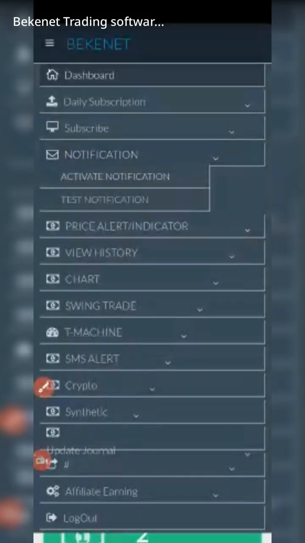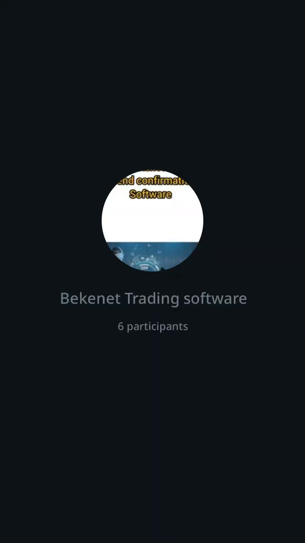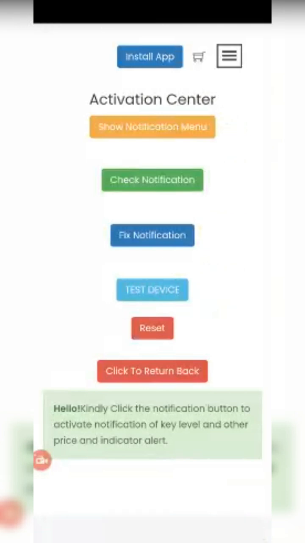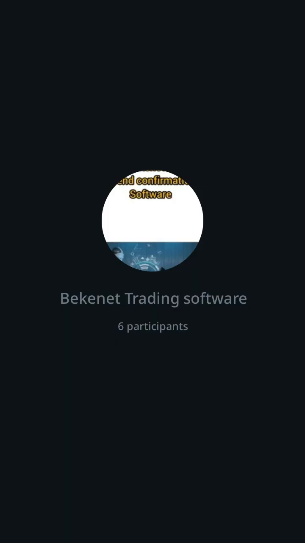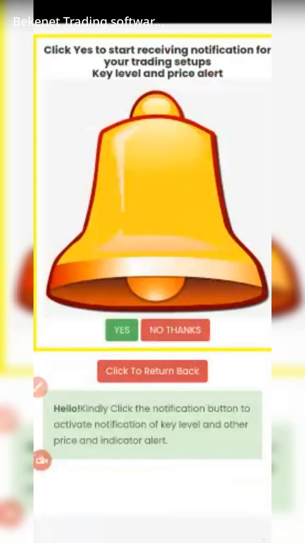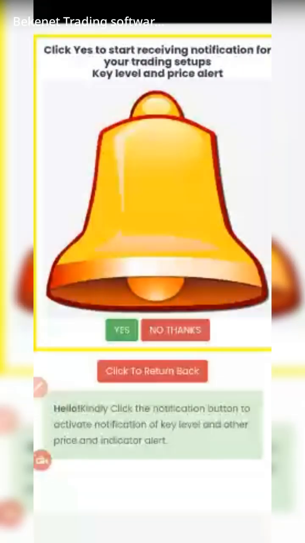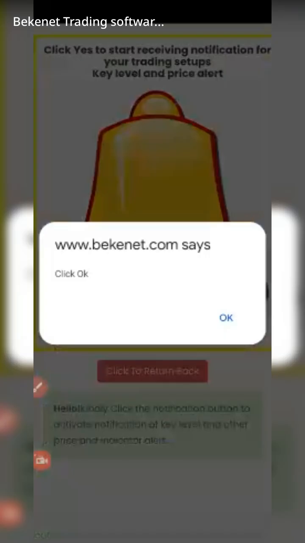It will take you to a page. Very, very simple. First thing you need to do, click on this, which is number 1. Then click on this to test, which is number 3. So I'm going to be starting with number 1, show notification menu. Once I click the yes that is showing, it means that I want to generate a token. That token looks like your phone address, whereby any server can send message to that address that you are generating. So I'm going to be clicking yes for my phone to generate a token for me. Once I click it, I'll click OK.